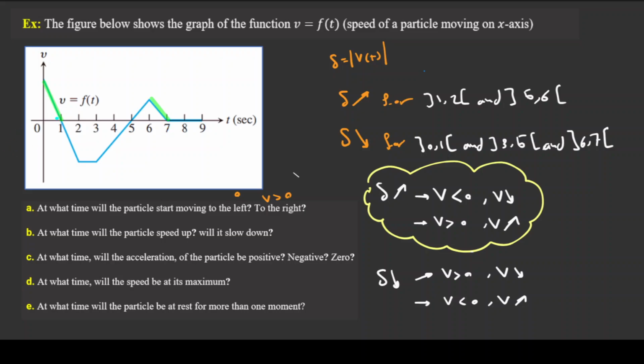Okay, so from 0 to 1 and 6 to 7, as we said, from 0 to 1 and 6 to 7.